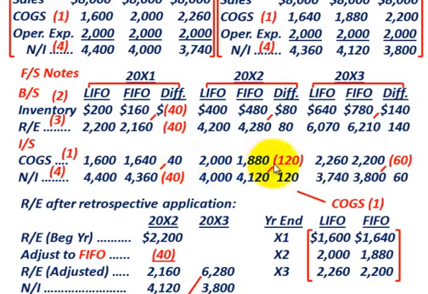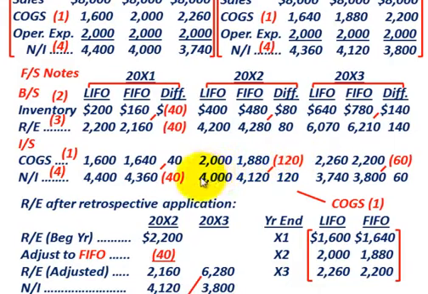And then if we went through our other years here, it would be the same. Year X2, we were sitting with our cost of goods sold at 2,000 for LIFO and 1,880 for FIFO. So we had a reduction in our cost of goods sold of 120, or 120,000.